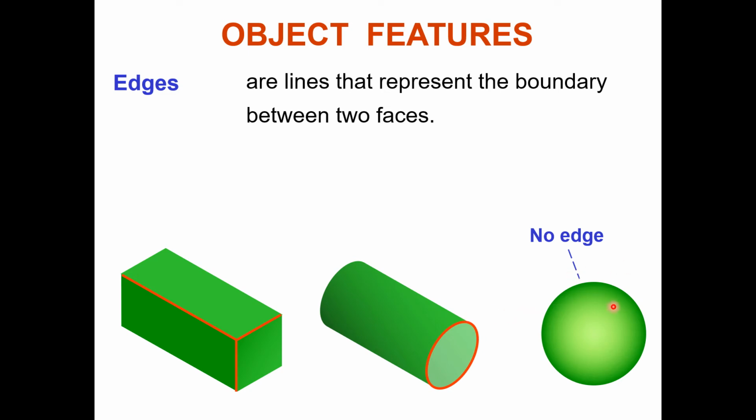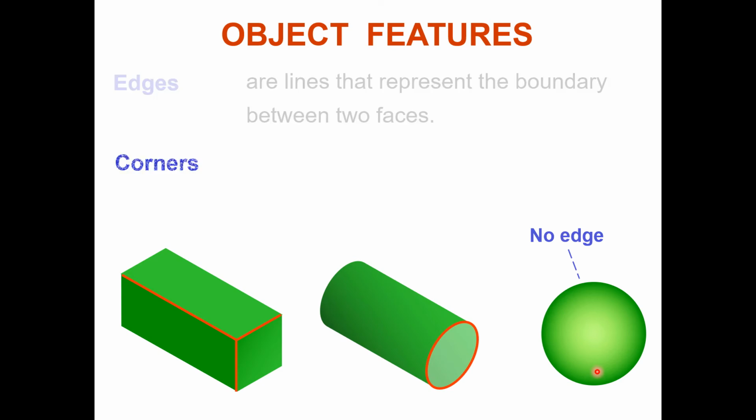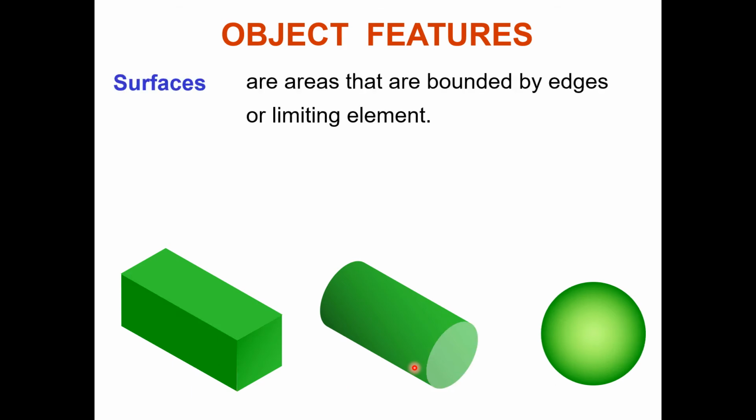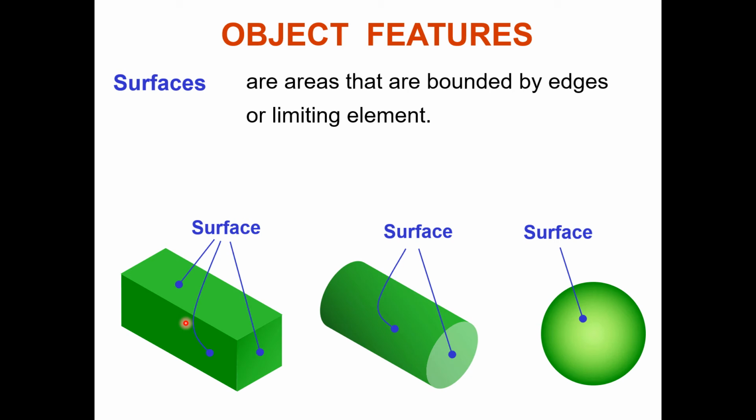So how to show this object? Here there are corners, that is a corner, no corner, no corner. Now surfaces, this one is a surface, this one is a surface, two surfaces, one surface.